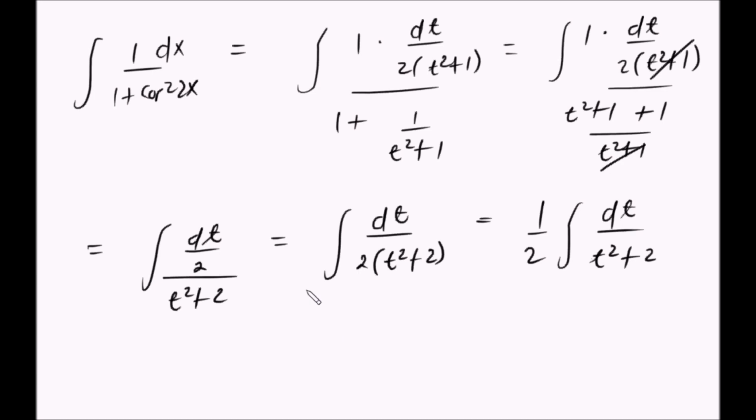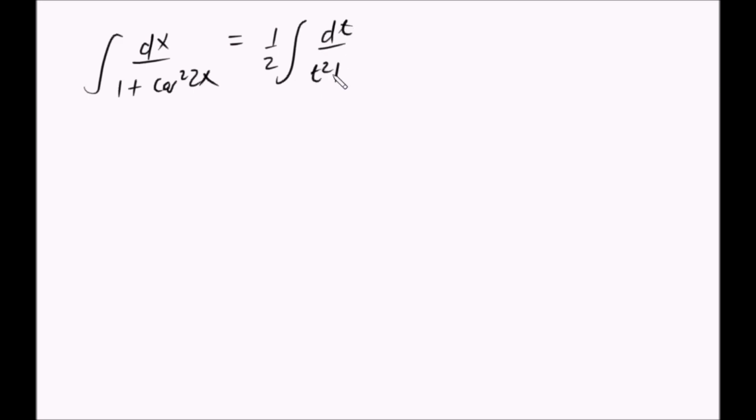So let me start a fresh page there. So tunataka kuintegrate huyu. So all we had to do is just let t is equal to tan 2x and everything became easy. So tumekuja kuona itakuwa ni sasa na 1 over 2 dt over t squared plus 2.